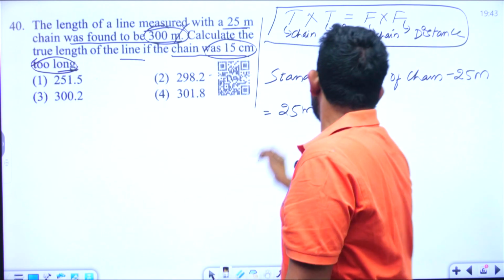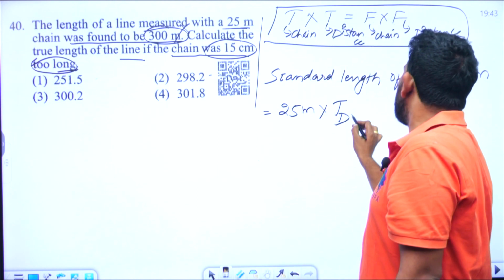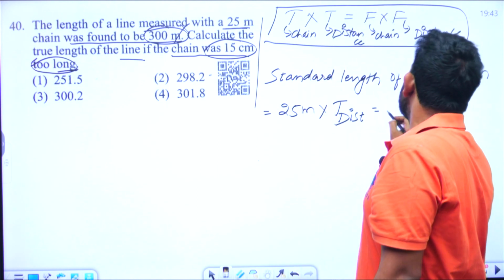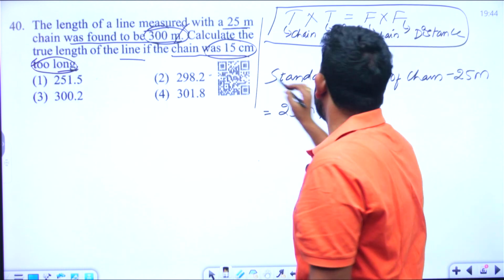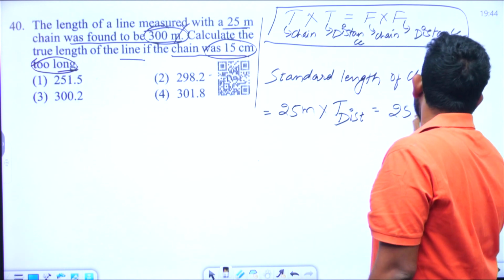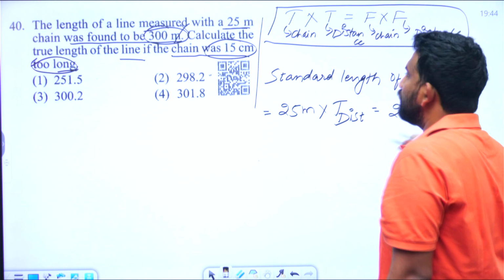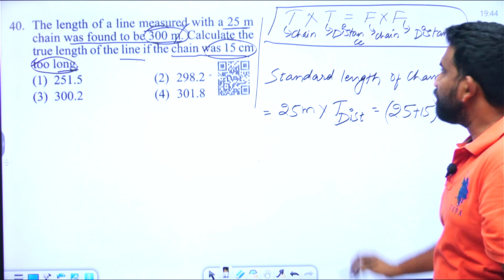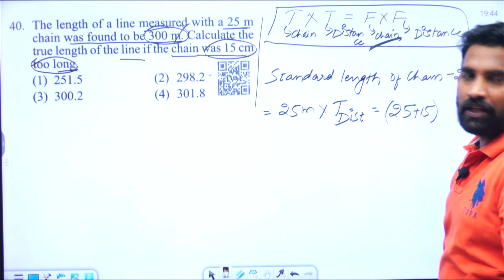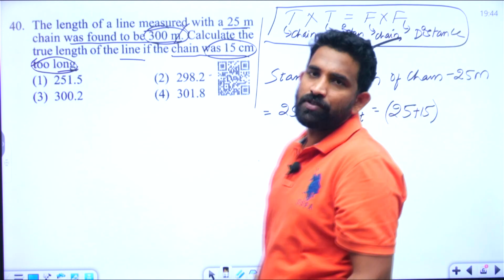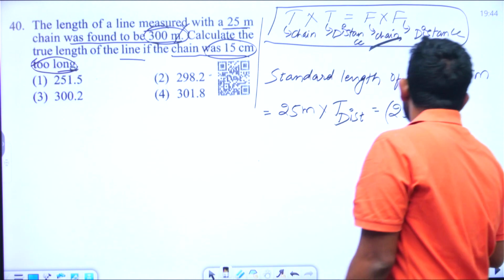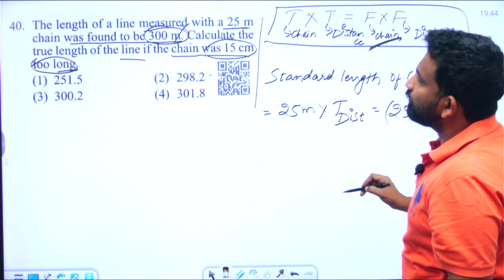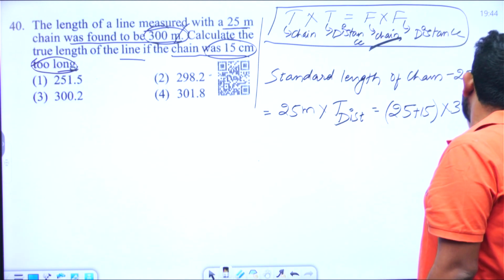So obviously, on the true distance we are supposed to find, this true equals false length of the chain. The chain was 15 centimeters too long. 25 meters, which is the given chain length, plus 15 centimeters. I'm applying the correction here for the chain, because when the chain is too long, the correction is positive and error is negative. Into the false distance, the false distance that I have measured is 300.